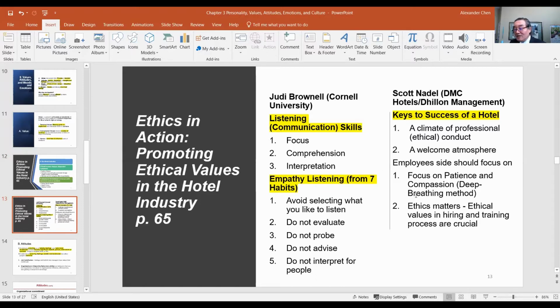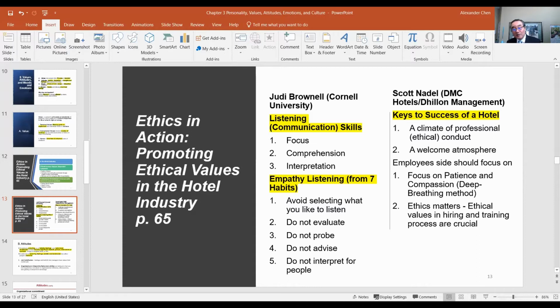If it's necessary, you use your deep breathing methods to control your own emotion. Okay, and also talking about welcome atmosphere, climate of professional. So these two are the same thing, repeating. Same thing here, talking about focus, comprehension, and interpret. Here talking about deep breathing, okay? Keep breathing, control your temper, focus. So talking about similar stuff.